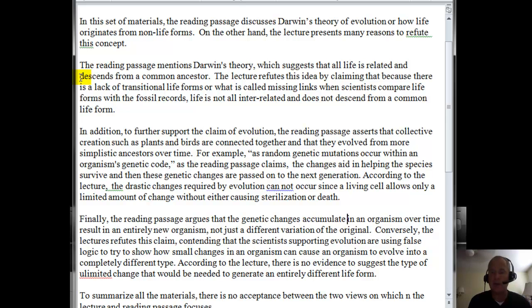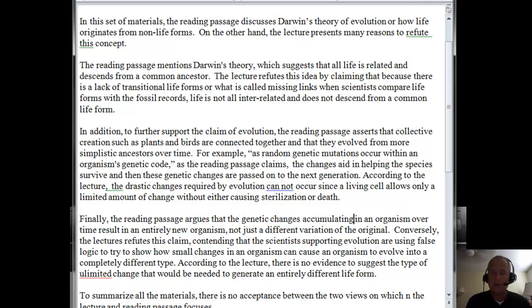We can just say accumulating, right? Make it a little more, what we call concise. So then let's read it again. Finally, the reading passage argues that the genetic changes accumulating in an organism over time result in an entirely new organism, not just a different variation of the original.